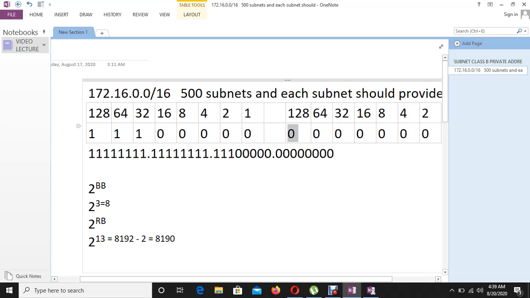And then if I borrow 1 bit here also in the fourth octet, I'll have 2 to the power of 9. So 2 to the power of 9 would give me 512. That's what I am looking for. I need 500 subnets. So when you are borrowing bits, you start from the left.